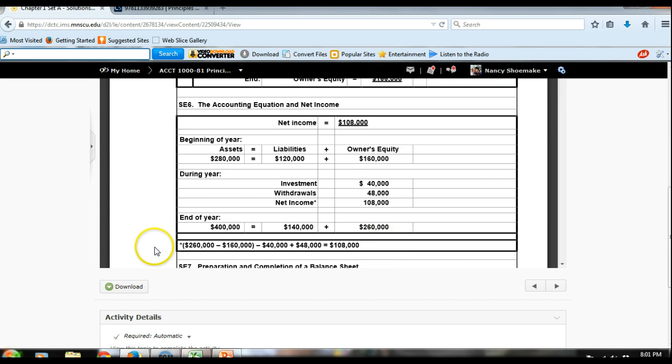See what we're doing? See how it calculates it for you down here? So we know our net income needs to be $108,000 because what we started the period with plus our investments minus the withdrawals plus the net income equal our $260,000. Make sense, guys?